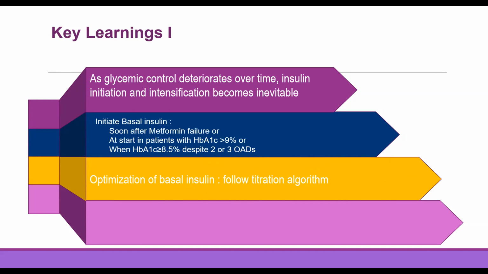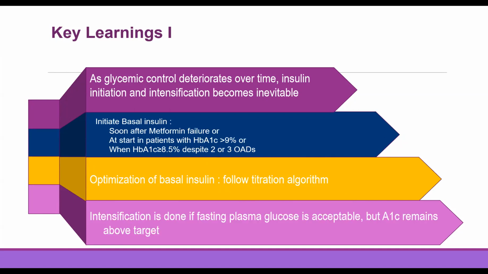We should optimize the basal insulin with the titration algorithm. Whatever algorithm you want to follow, it is a titration algorithm, because fasting plasma glucose should be under control with the basal insulin. Intensification is done if fasting plasma glucose is acceptable, but A1c remains above targets.